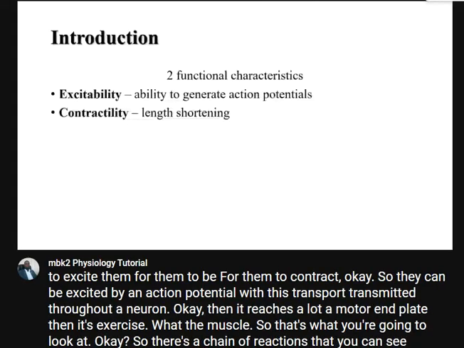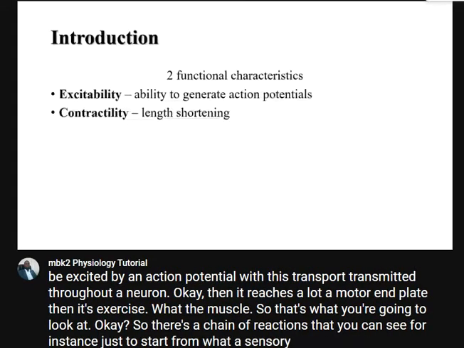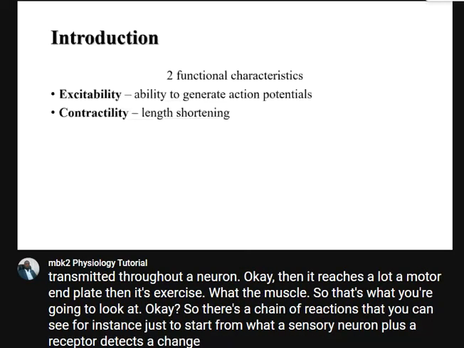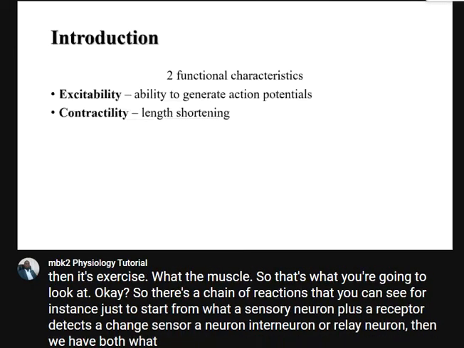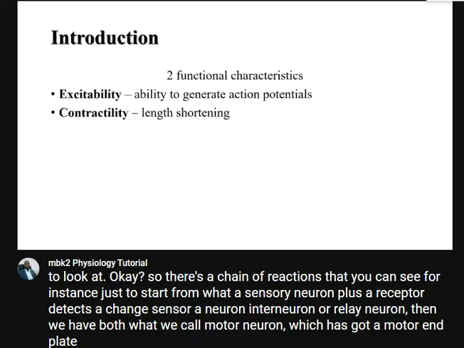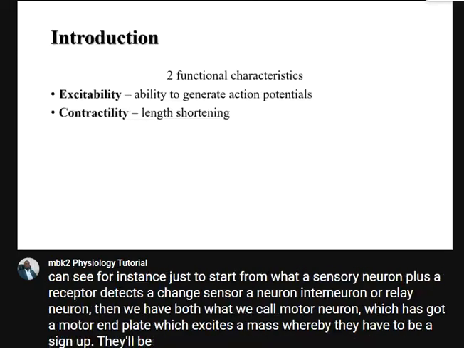For instance, it has to start from what? A sensory neuron. First, a receptor detects a change. Sensory neuron, interneuron or relay neuron. Then we have what we call a motor neuron, which has a motor end plate, which excites a muscle, whereby there has to be a synapse. There will be the crossing of acetylcholine across that synaptic cleft. We'll talk about that later.